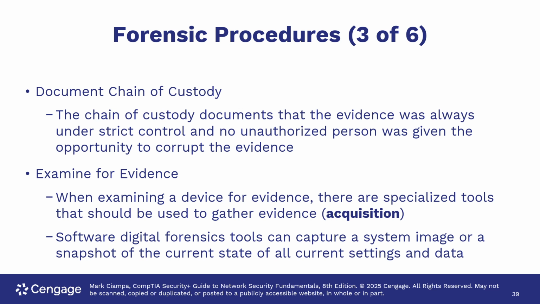So, document the chain of custody. When a piece of information is captured, you have the recording officer, and then how does it go all the way to the storage? You need to make sure, because if ever this has to go to court as an evidence trail, you have to have clear evidence. The chain of custody documents that the evidence was given under strict control and no unauthorized person was given the opportunity to corrupt that evidence. That's where you have to be able to prove that in court.